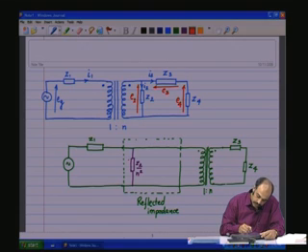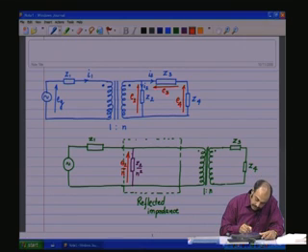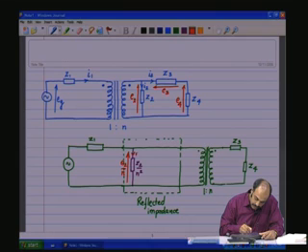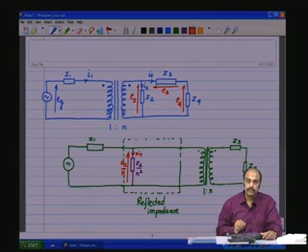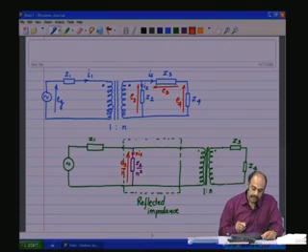It will have a voltage which is E2 by n. That will be the voltage which will be flowing. And then the current through that, you see the current through that is I2, and that same current transferred onto the primary side would be nI2. So, as such, every parameter associated with that is transferred onto the primary side.